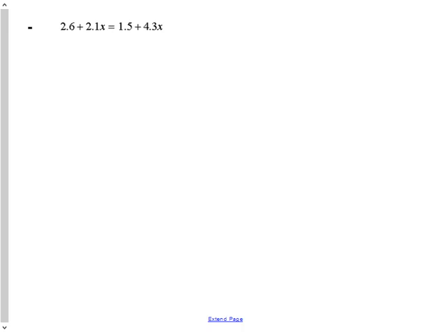Next question, what side has the least amount of x? Here we don't have to worry because I know this is the least amount of x, so I'm just going to get rid of it. Creating a zero pair, an algebraic zero pair. 2.6 is equal to 1.5 plus 2.2x.